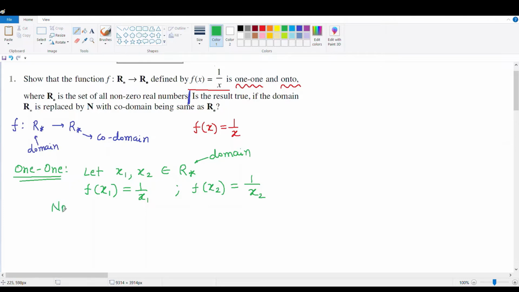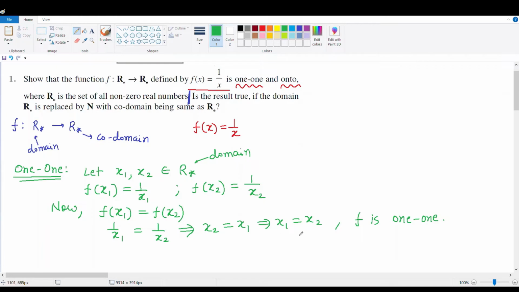Now we assume that both the outputs, both f of x1 and f of x2, are the same. We are going to assume that both are the same, and if they are the same, that means this must be the same as this. So 1 over x1 is equal to 1 over x2, and when you cross multiply you are going to get x2 is equal to x1, or I can write x1 is equal to x2. As soon as you get x1 equals x2, you can conclude that f is 1-1.